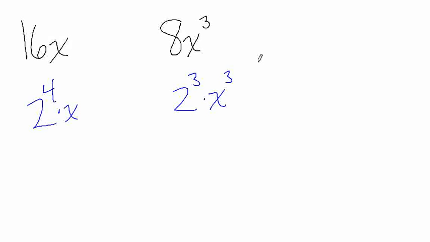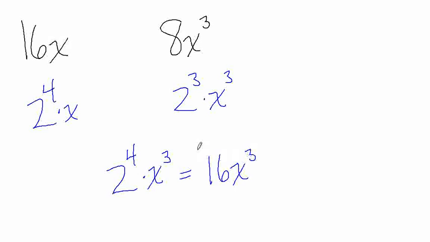So we need to find a product that includes all the pieces in both blue products. So a product that has 4 2's and 3 x's contains the original 2 blue products in it. So this is the least common denominator, and if you like, you can write it as 16x cubed. All right?